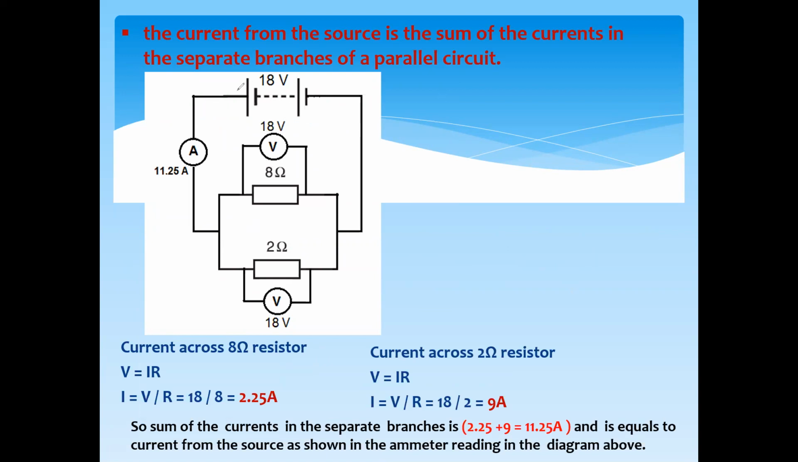So we'll find the current, and the total current will be equal to the sum of the current in each branch. So 11.25 ampere enters. The one which has high resistance will have small current, so 2.25 will flow through this 8 ohm resistor. The remaining 9 ampere will flow through the 2 ohm resistor, and then they rejoin and return, it will be 11.25. So the total current entering the circuit is the same as the total current leaving the circuit.